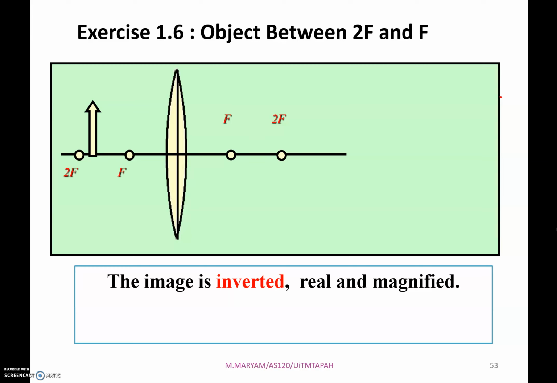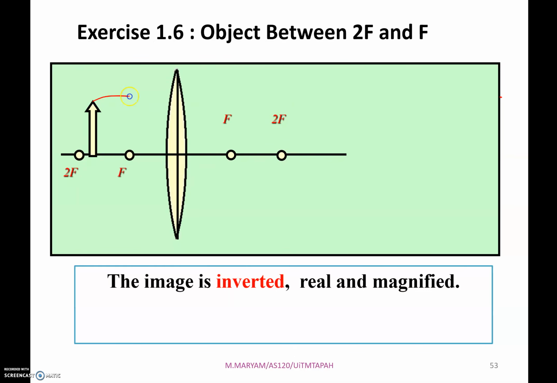Alright guys, let's continue with the next one. If the object is between 2f and f, it is slightly further than the focal length, but not twice the amount of the focal length. So again, we'll draw the first ray, which will go straight. The first ray will go straight towards the center, which is parallel towards the axis, and then it will go through the back focal point.